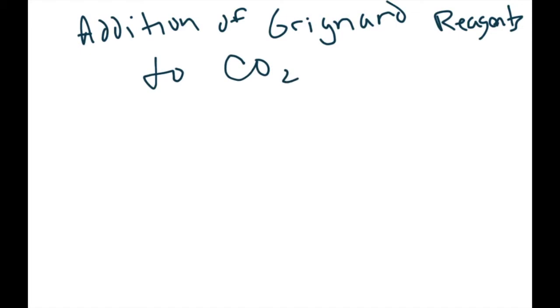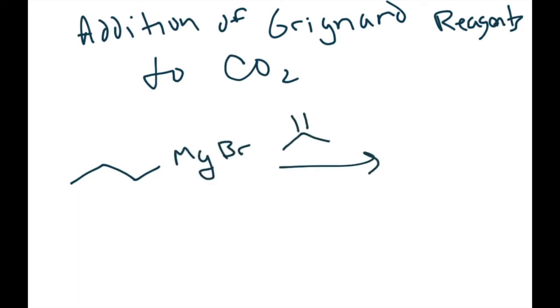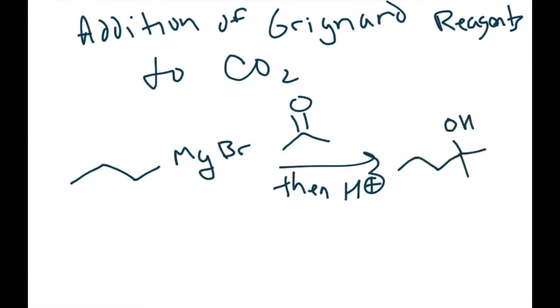to carbon dioxide. Right, so we have a Grignard reagent, MgBr, and let's start with a ketone, something that we know. What are we going to make? You all said you're going to make a tertiary alcohol because you're all very, very smart. So we make a tertiary alcohol.